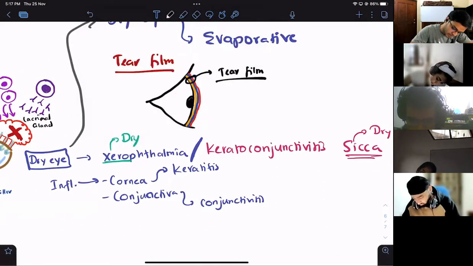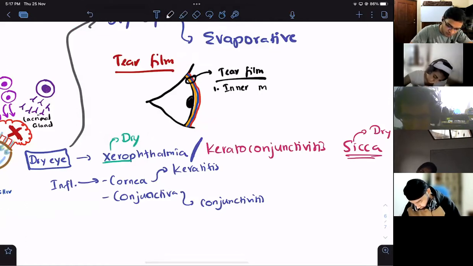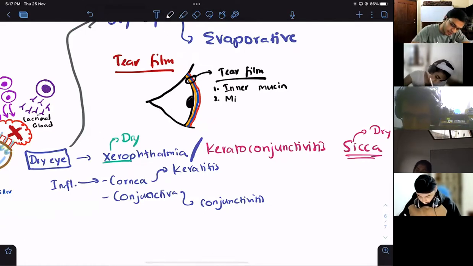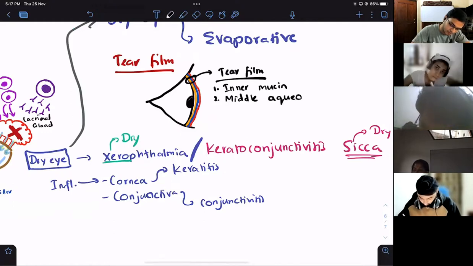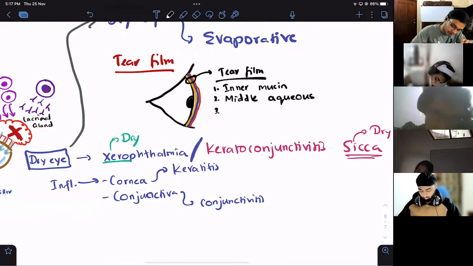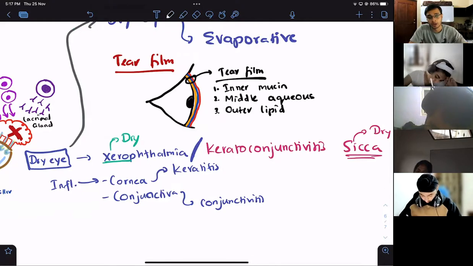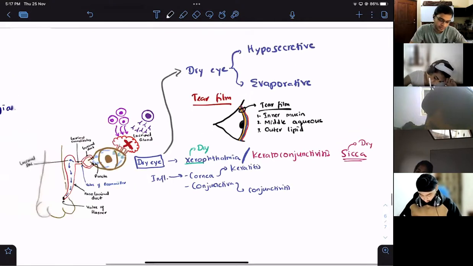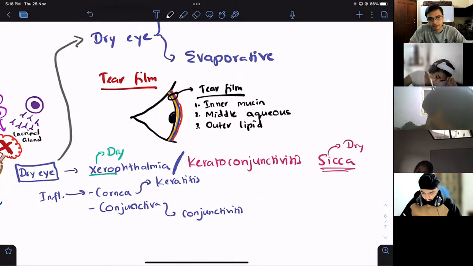We have the first one, the innermost, the inner mucin layer. Then we have the middle aqueous layer, and the third one is the outermost, the outer lipid layer. Inner mucin, middle aqueous, and outer lipid.